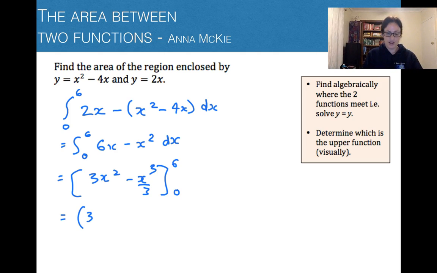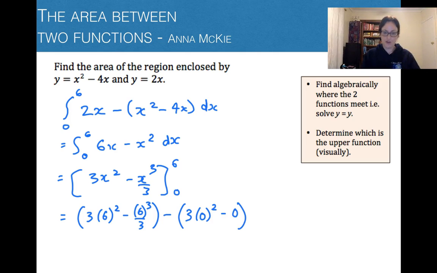So we have 3 times by 6 squared, take 6 cubed on 3, subtract 3 times by 0 squared times by, well, that's going to become 0. Simplifying that out, you get 36. And the units that we use for this area is literally just units squared.